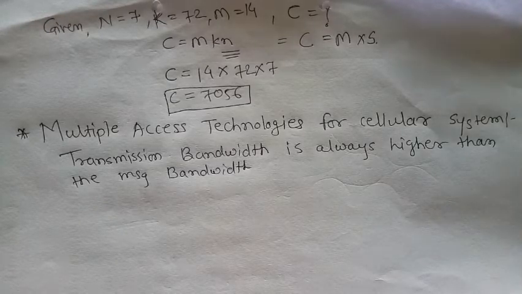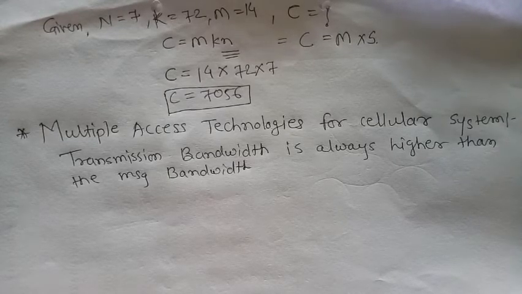The range of the transmission bandwidth is different in different frequency bands. Then the transmission bandwidth is higher than the message bandwidth. That's why there is an insufficient utilization of the available frequency spectrum. The message bandwidth is low and the transmission bandwidth is high, so there are losses in your spectrum, or there is not sufficient use of your total frequency spectrum. That's why we use multiple access methods to use your frequency spectrum efficiently.